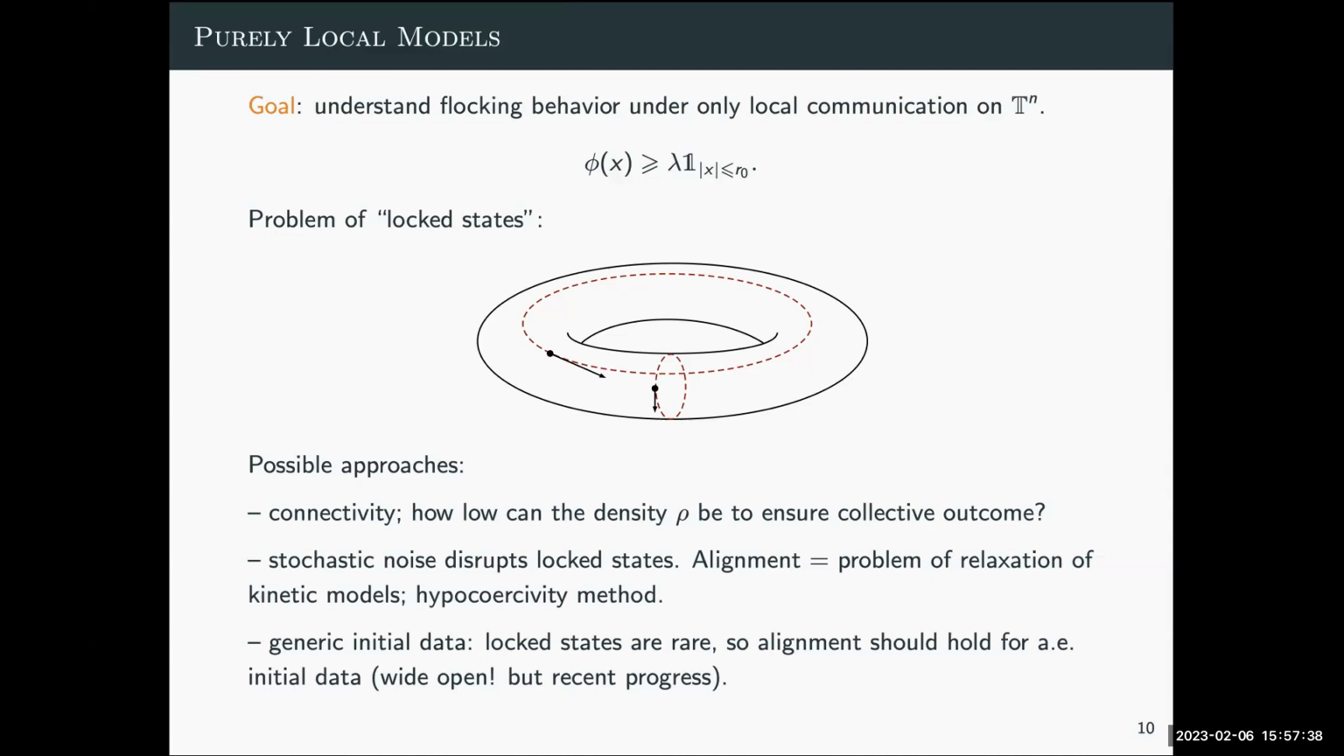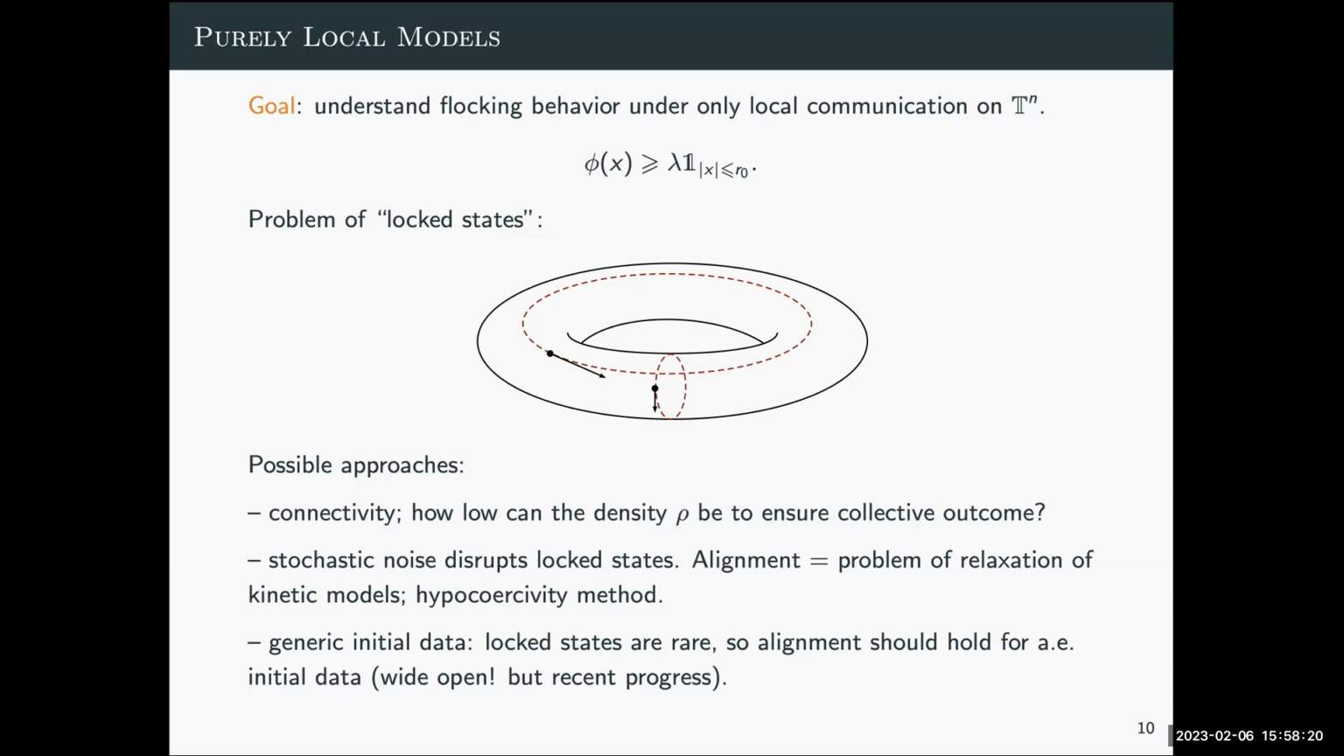Question number two: if we get rid of these locked states by disrupting them with noise, that's a natural thing to do. In fact, in many models of collective behavior, there's always noise added to it because it takes into account a certain level of uncertainty. The stochastic noise will definitely destroy these locked states. Then the alignment problem can be understood as a problem of relaxation as you let time go to infinity. Where will your probability distribution converge to? What kind of equilibrium as time goes to infinity? This is where hypocoercivity methods come into the picture.